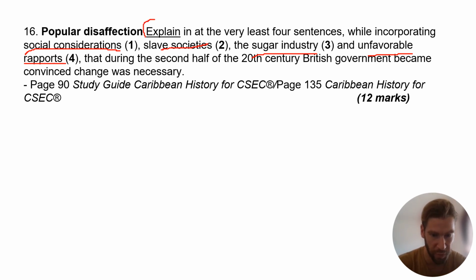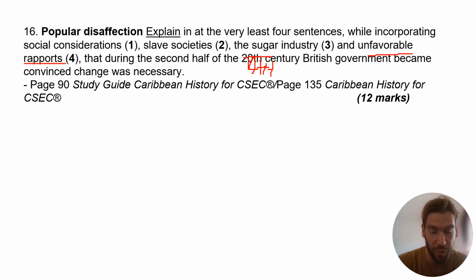And the verb used here is explain. So explain is about why the British government became convinced that change was necessary during the second half of the 19th century. Yeah, I see I made a mistake here. It wasn't the 20th century, it was of course the 19th. I hope you recognize the 19th here. I will alter that just after this video. The 19th, yes, so this is pretty important.